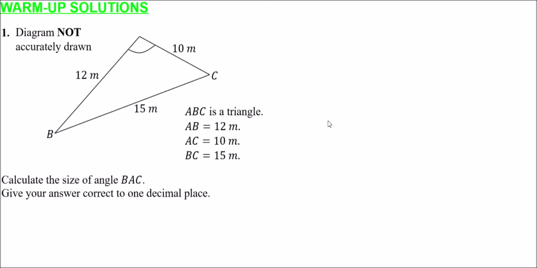So question 1, we've got this triangle ABC. The sides are labelled, we know every single side, and we want to calculate the size of the angle BAC. And so BAC is this one up here. I've actually forgotten to include the A. That's slightly silly, but there we go. And so A is up here, and angle BAC is the angle at A.